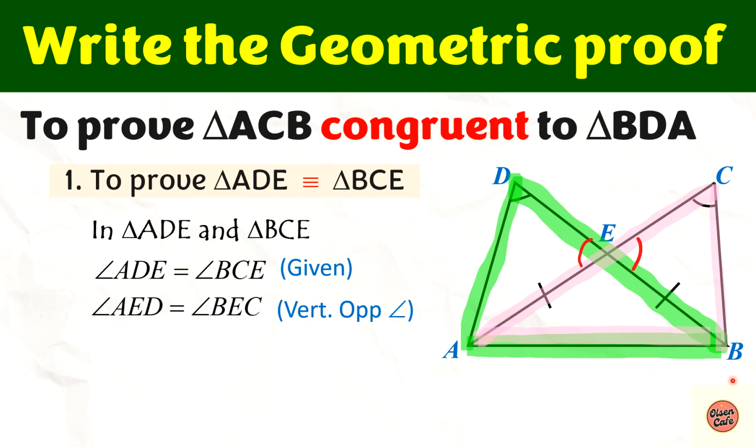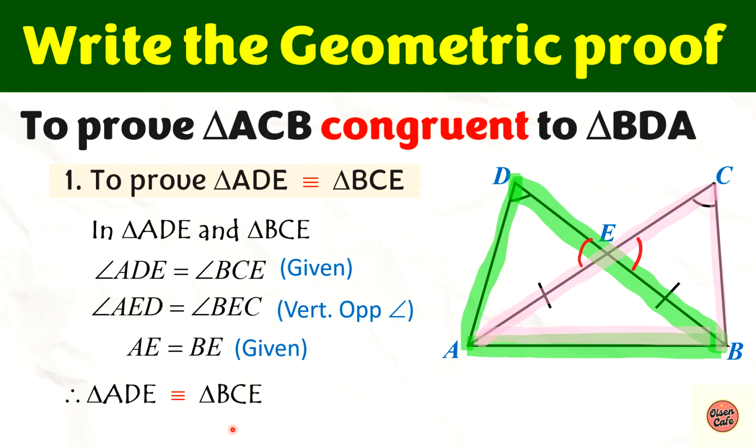Now what else do we know? We also observe that AE and BE are the same. And what is the reason? The length is given from the diagram. So with all this, I am going to write down the final conclusion: triangle ADE is congruent to triangle BCE.